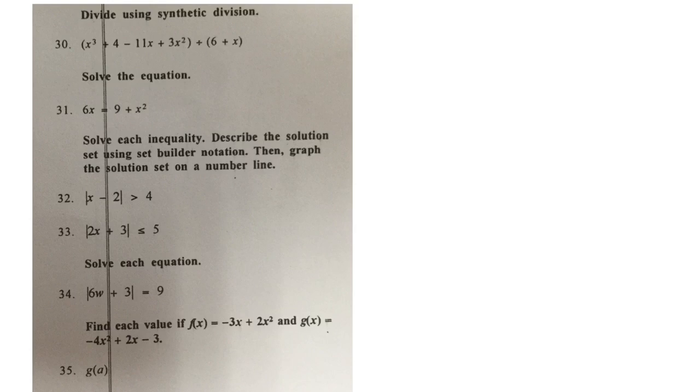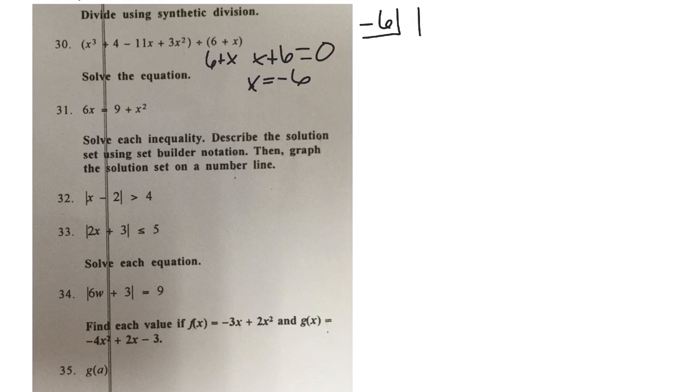All right, number 30, divide using synthetic division. This says 6 plus x. I can make that x plus 6, so x is going to be negative 6. Don't forget you want to solve that equal to 0, and that's what you're putting in the little box. You have to represent all of your coefficients. This is not in order, so we need to put it in order.